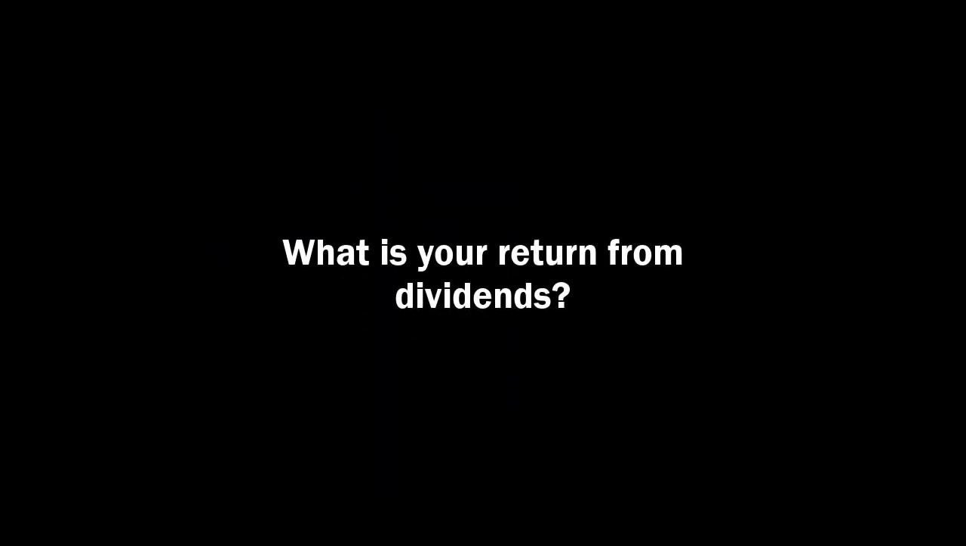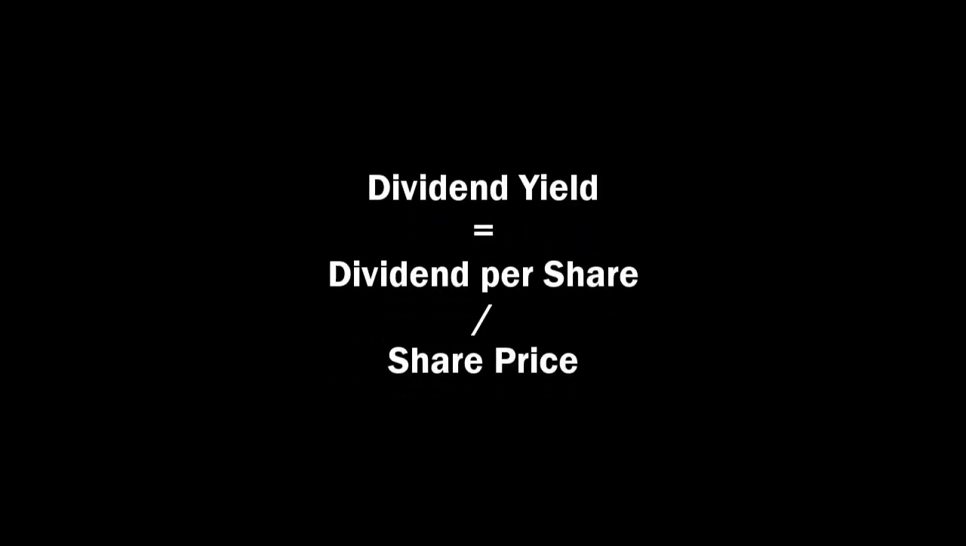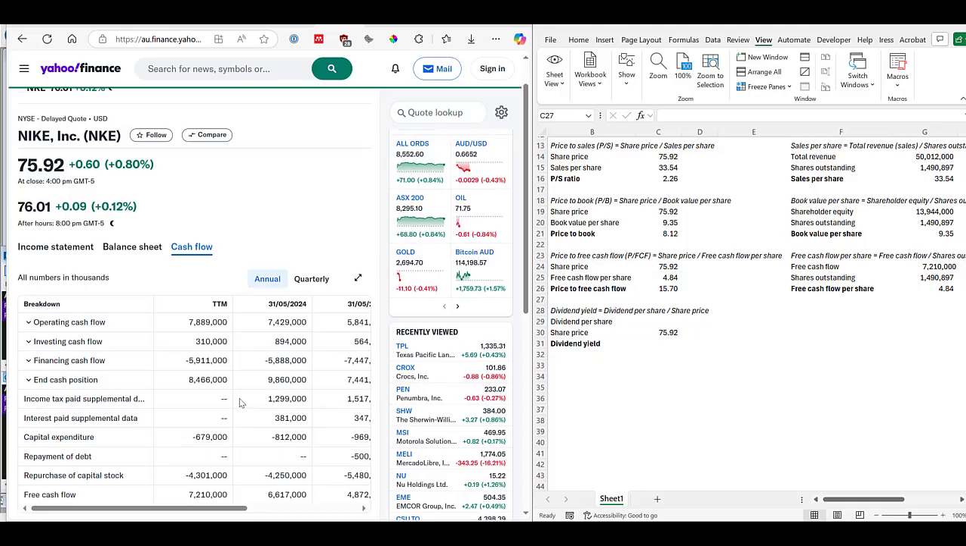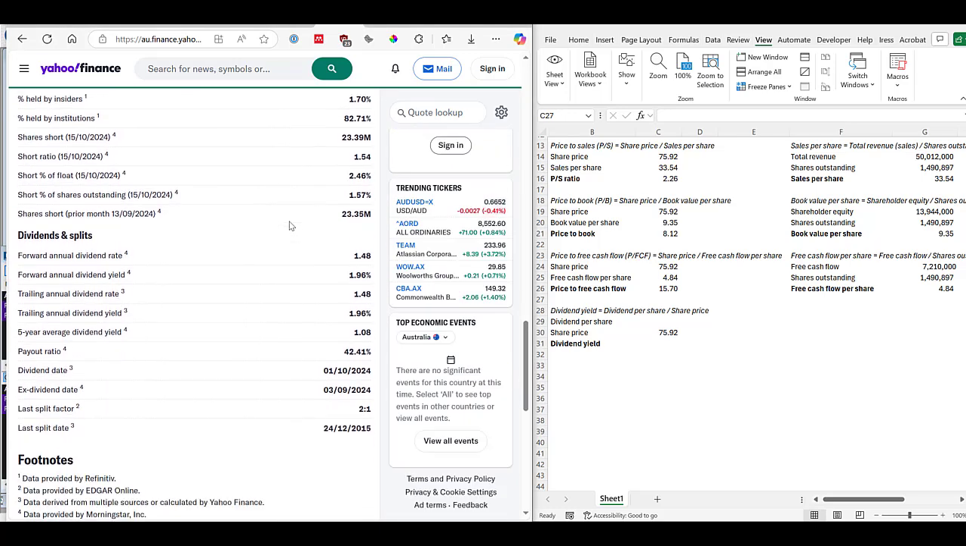Our next ratio measures the return you are getting from dividends. It's the dividend yield. To calculate the dividend yield, we divide the dividend per share by the share price and express it as a percentage. We can find the dividend yield in the Statistics tab. Here we have the trailing annual dividend rate. It was $1.48. We know the share price is $75.92. 1.48 divided by 75.92 equals 0.019 or 1.9%. A dividend yield of 1.9% means for every dollar you invest in Nike, you are getting back 1.9 cents in dividends.